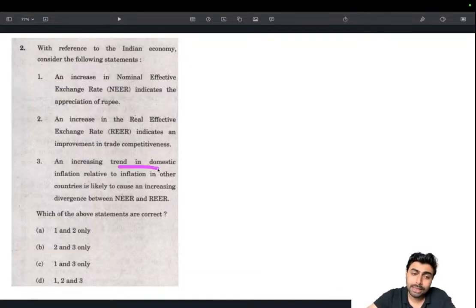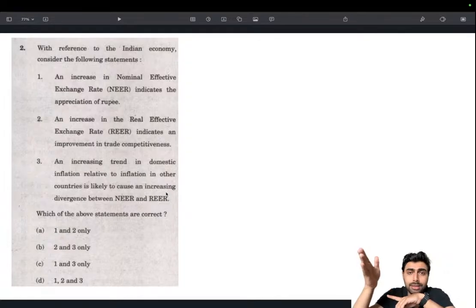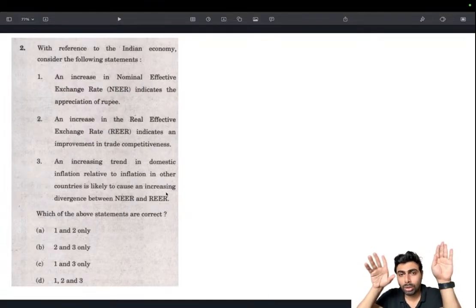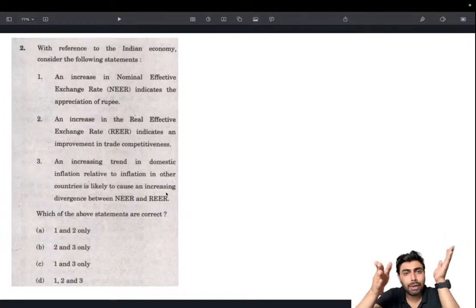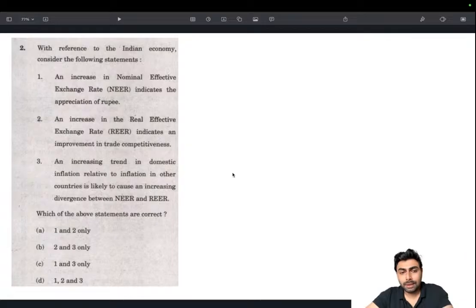See, an increase in the trend in domestic inflation relative to inflation in other countries is likely to cause an increase in divergence. Yeah, that's basic. For example, in India, if we are having higher inflation compared to other countries, the exchange rate will have an impact. So NEER and REER will have a divergence, because the inflation accounting in the REER can reduce the value, while at the same time the current NEER value will be higher. If the relative inflation, that's inflation in our domestic country with respect to the countries outside, is higher, there will be a divergence between NEER and REER. Don't overcomplicate these sort of statements or concepts.